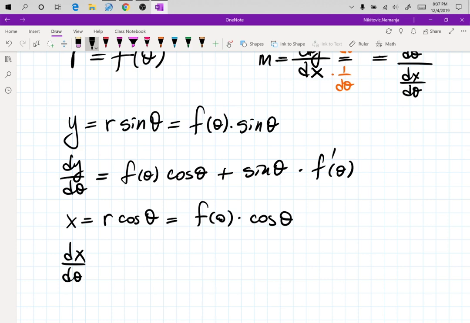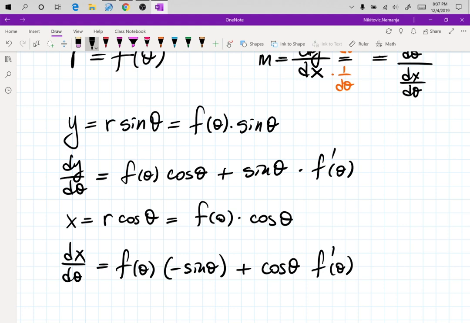dx d theta is equal to product rule again. Copy the first, derivative of the second, plus copy the second times derivative of the first. That one has a minus sign. So let's list that one second. But if I'm going to put f prime to be the first, then I'm going to put the f prime to be the first on the other one.